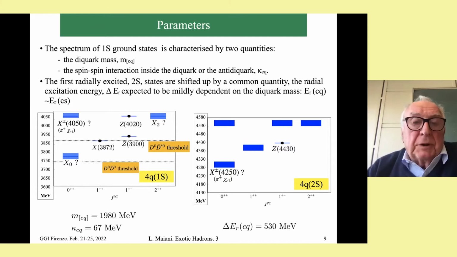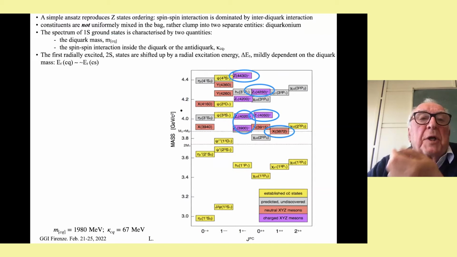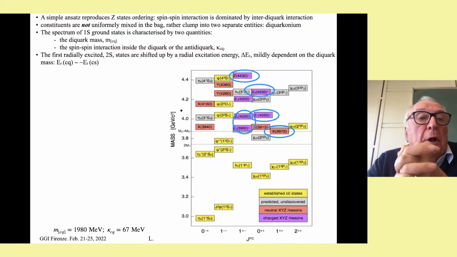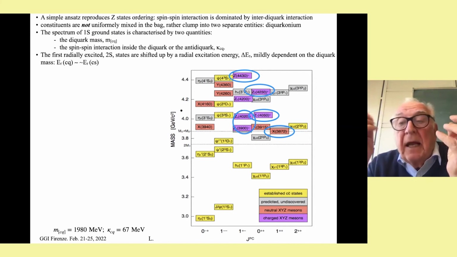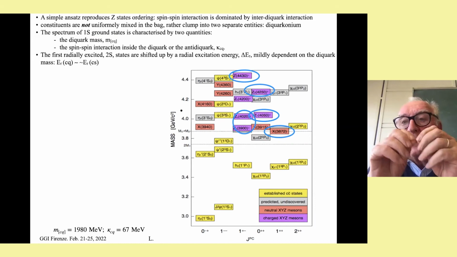Okay. So as you see, you can put in a scheme a considerable number of particles. And a simple ansatz reproduces the Z states' ordering and indicates that the spin-spin interaction is an inter-diquark interaction. Constituents are not uniformly mixed in the hadron, but clump into two separate entities. And this is what one could call a diquarkonium. In other words, it is an object in which the dimension of the diquark is smaller than the dimension of the total hadron.